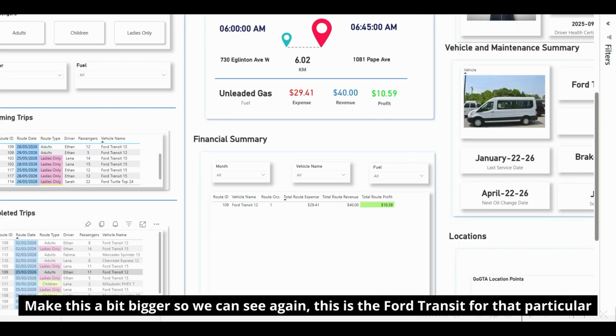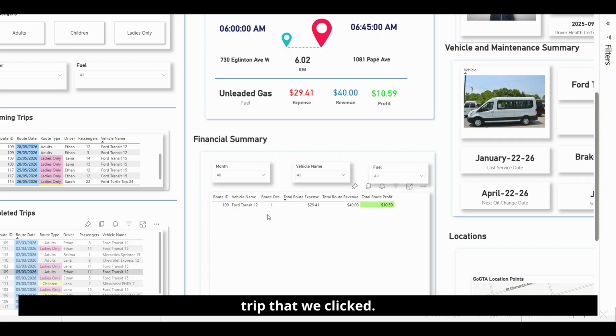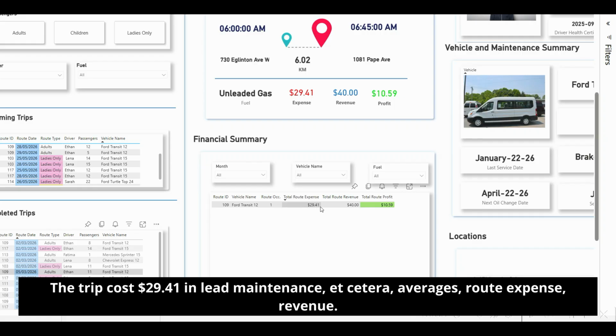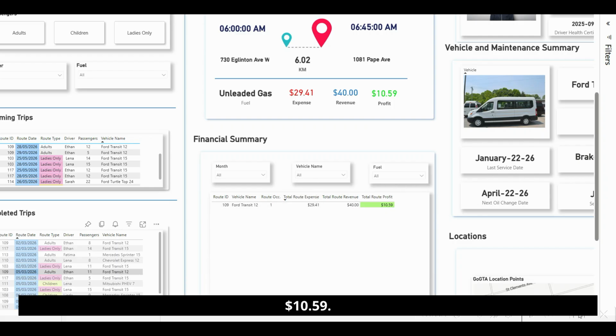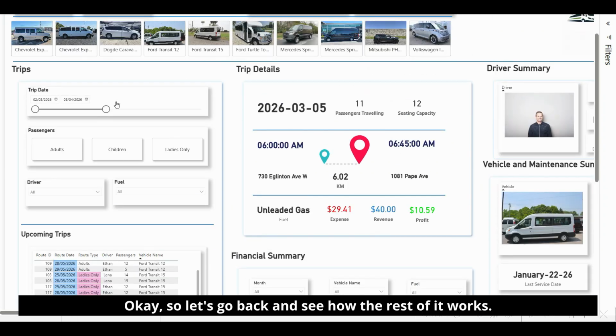Let me make this a bit bigger so we can see. Again, this is the Ford Transit for that particular trip that we clicked. Route 109, Ford Transit 12. Total route expenses: the trip cost $29.41 in fuel, maintenance, etc. Averages. Route expense, revenue. We made $40 on that trip, but the profit we took back, because of the expenses, was $10.59. Okay, so let's go back and see how the rest of it works.